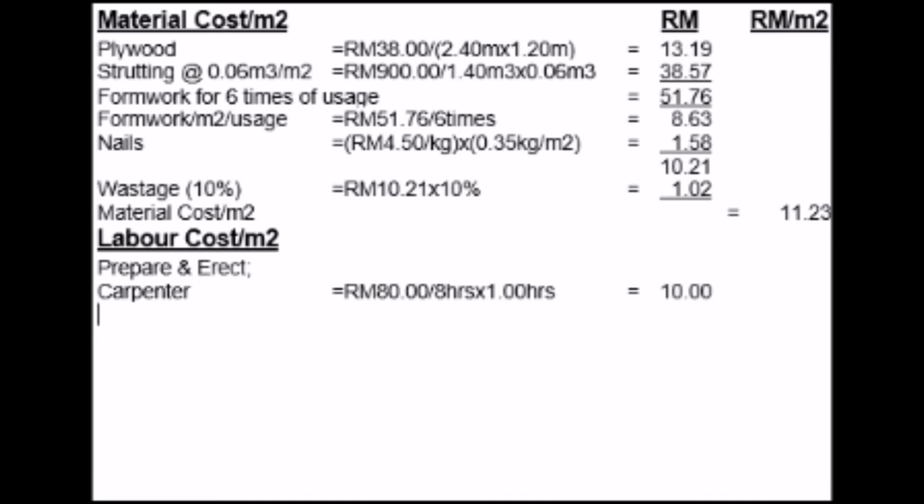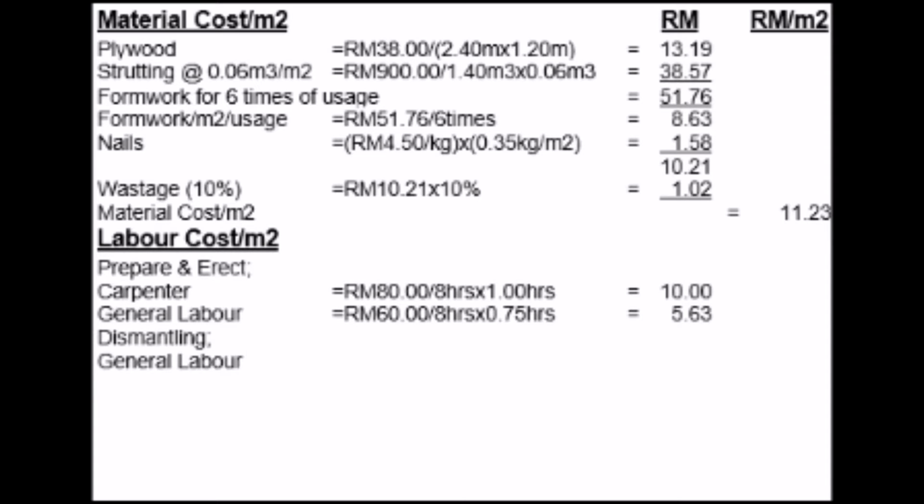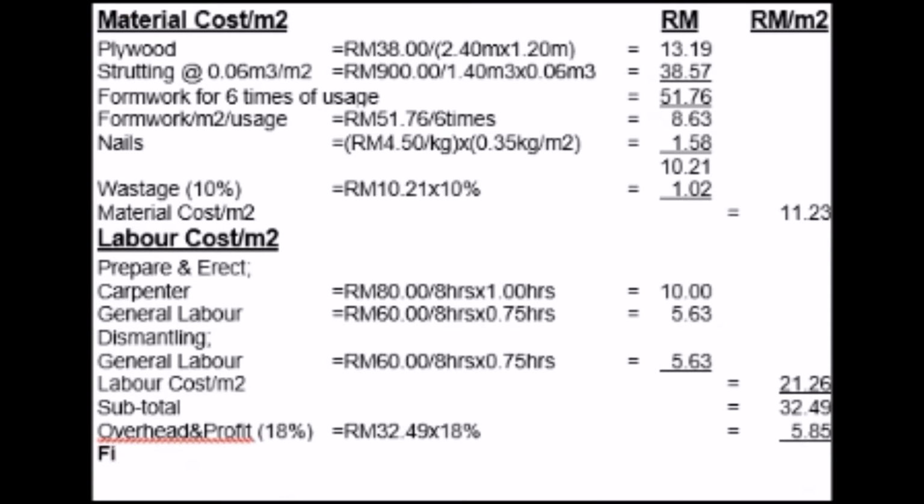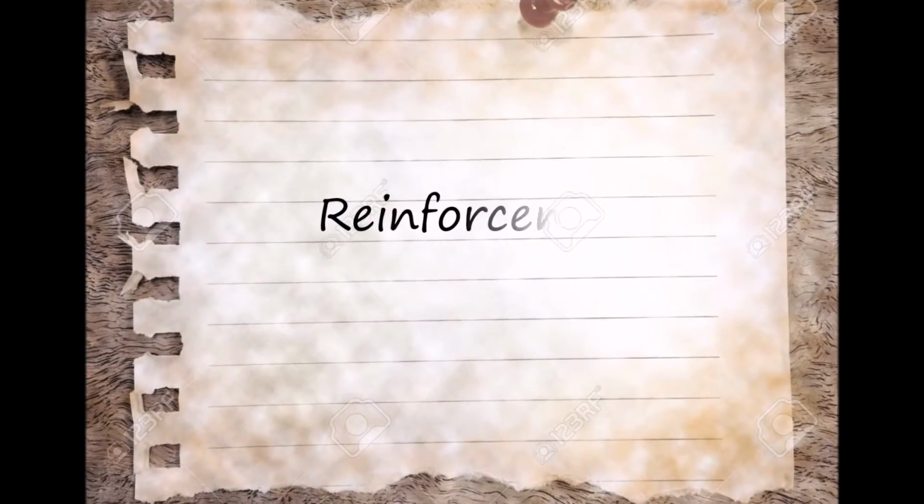And for the labor cost, we require a carpenter and general labor for preparing and erecting. Then for dismantling we require a general labor. Then the total of material and labor would be 32 ringgit and 49 cents, and added 18% overhead and profit, and the final rate would be 38 ringgit and 34 cents.